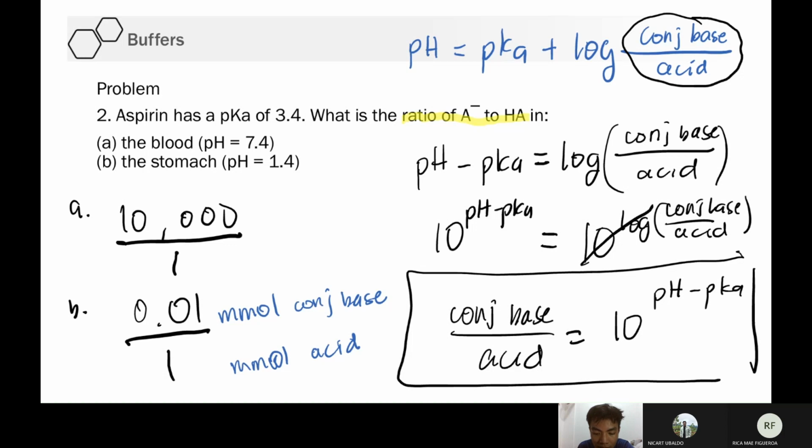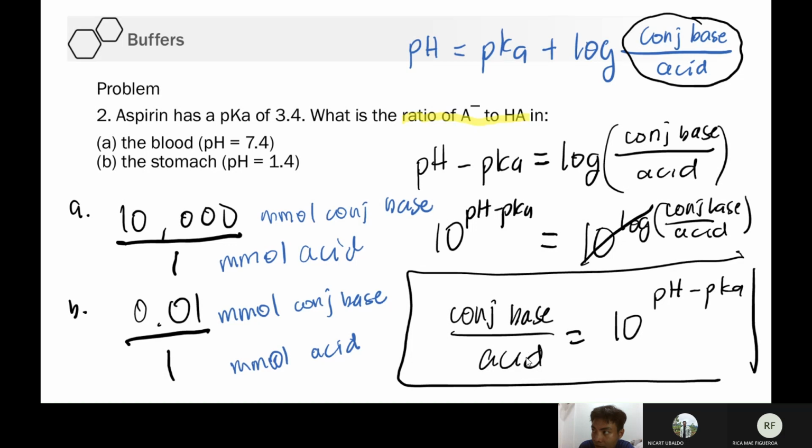Pero pagdating naman nito sa letter A, yung blood. Okay, so since malayo yung pKa sa pH, so that means malaki talaga yung difference ng concentrations ng iyong conjugate base sa inyong acid. So if you have 1 millimole of your acid, then you must have 10,000 millimole of your conjugate base. Okay? So kailangan overpowering yung conjugate base nyo so that your pH will increase. No? So ganun lang. Yun yung importance nito.